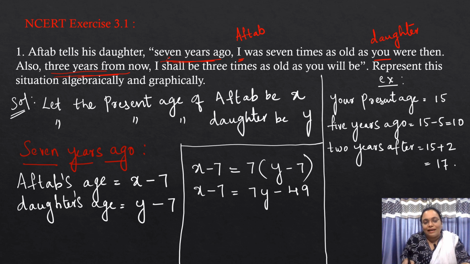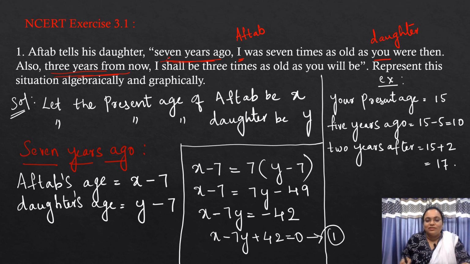Now get all X and Y terms to one side and the constant term to the other side, which is X minus 7Y is equal to minus 42. So if I get minus 42 to the left hand side, that will be X minus 7Y plus 42 is equal to 0. Okay. So this is our equation number 1.